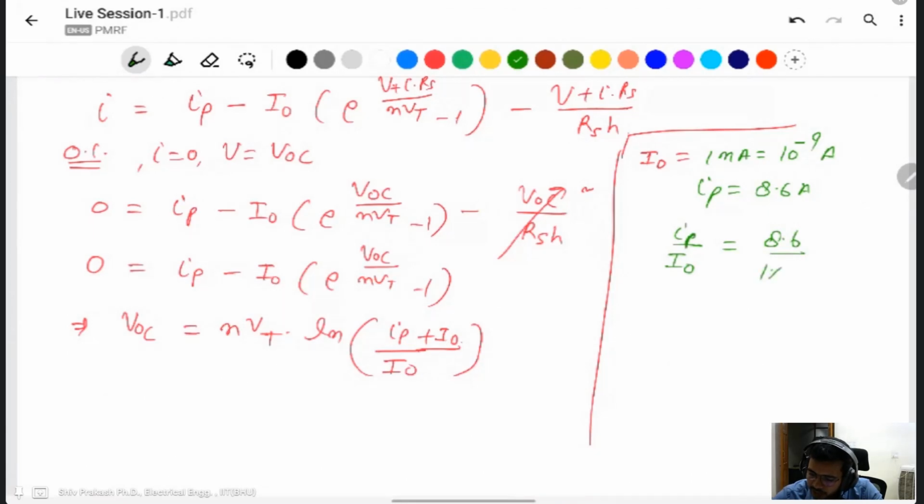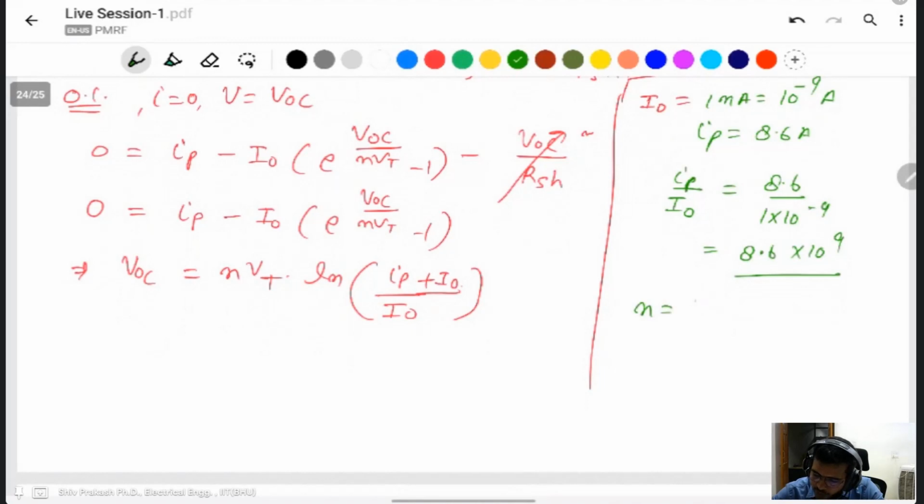Taking 8.6 divided by 1 into 10 to the power minus 9, you can say it is 8.6 into 10 to the power 9. If you take the whole thing, it will be 8.6 into 10 to the power 9 plus 1. With respect to this, only 1 is relatively very small. That's why you can neglect the one term from here.